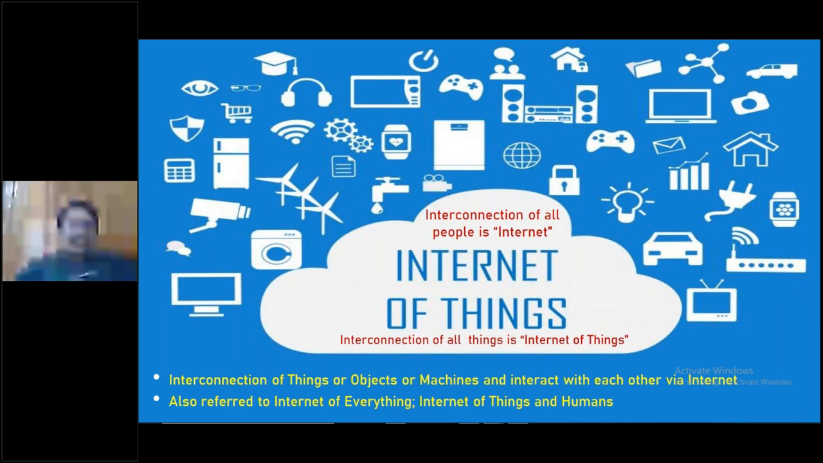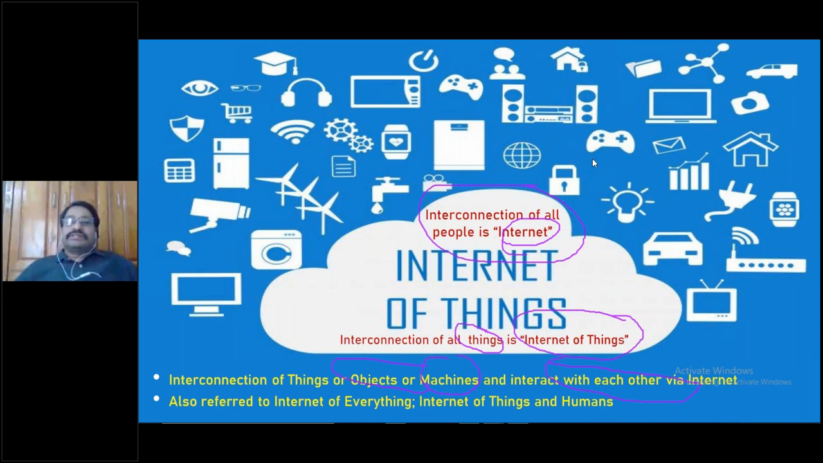all the people from various places at any given time, in any mode, maybe wireless or wired. And what is Internet of Things? One can understand Internet of Things as the interconnection of all things. Here, in things, you have objects, machines, and people, and they interact with each other. That is one definition: machines interacting with each other via the available internet.